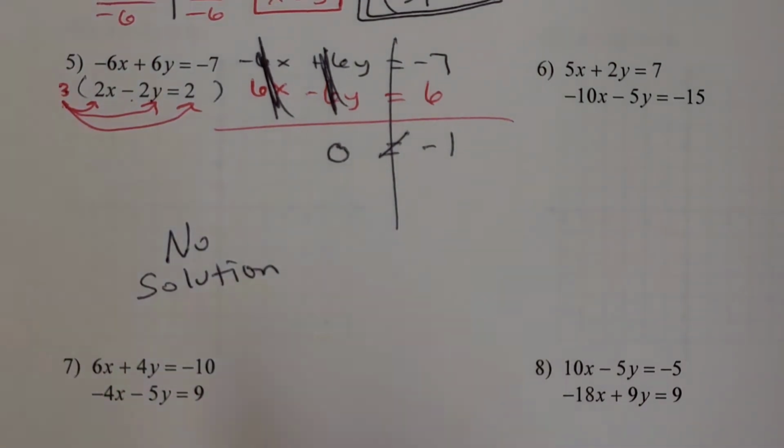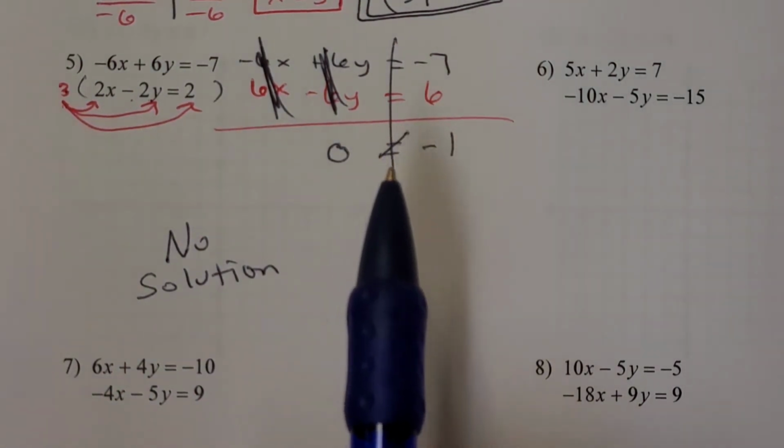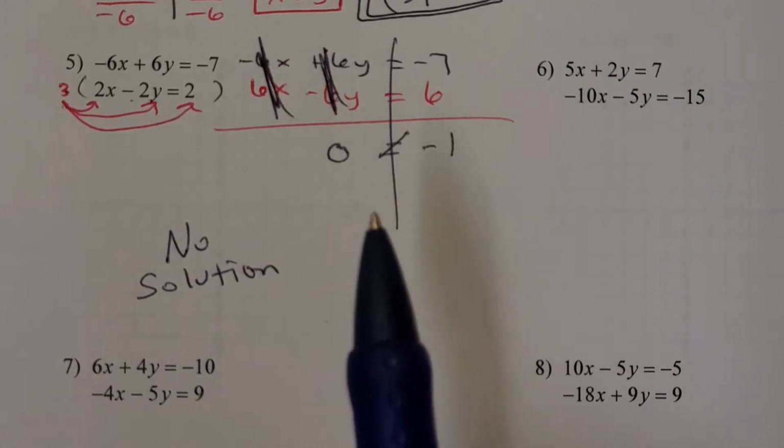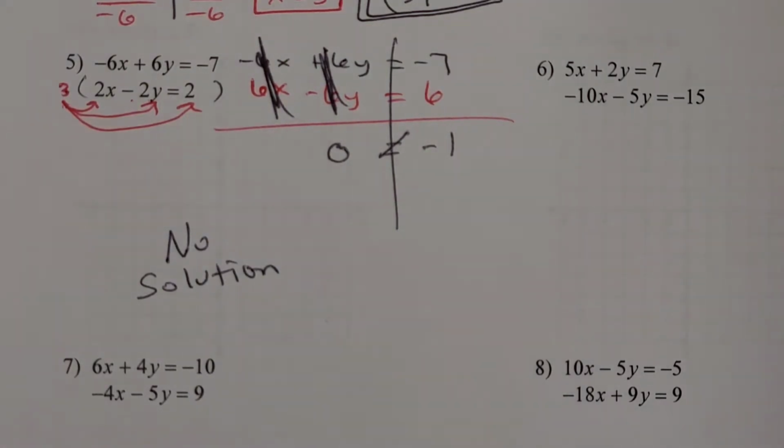Done. Don't forget, if your variables drop out and you're left with a false statement, no solution. If you're left with a true statement, then you would say infinite amount of solutions. Just like if we were to graph them, if they were parallel, it'd be no solution. If they lie right on top of each other, it'd be infinite amount of solutions.